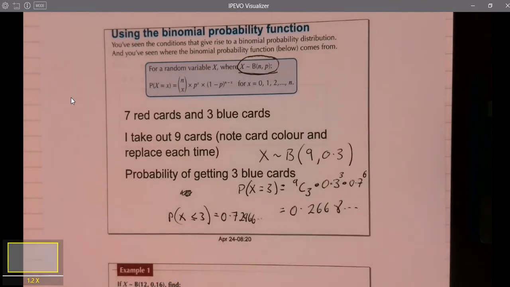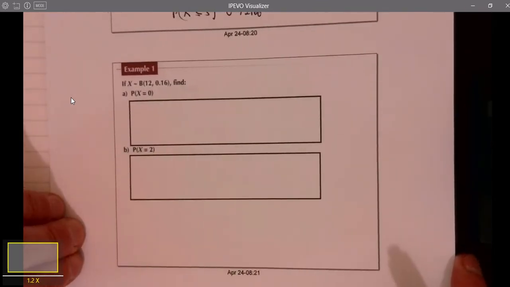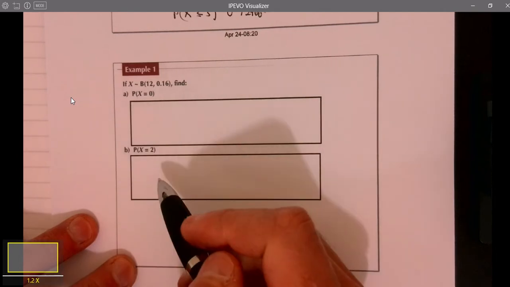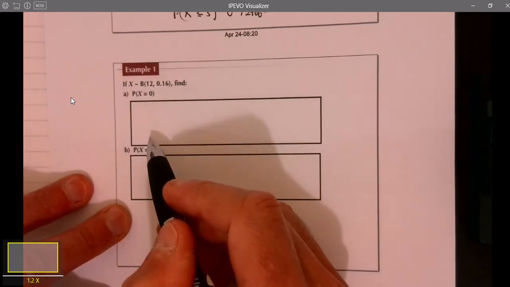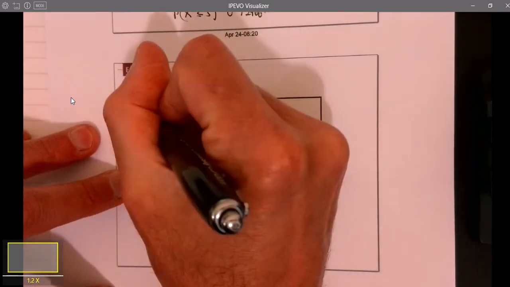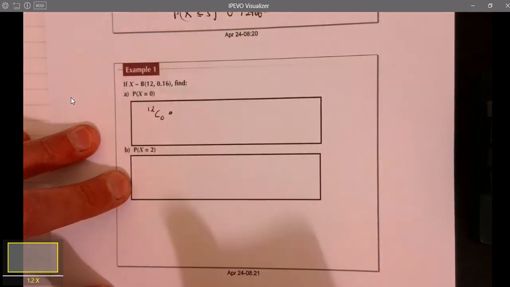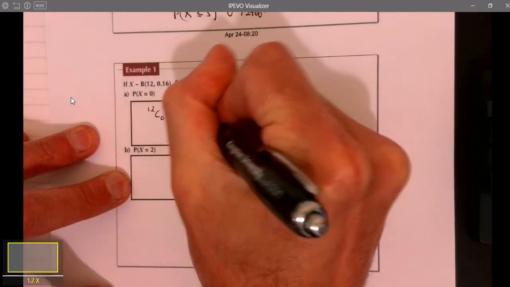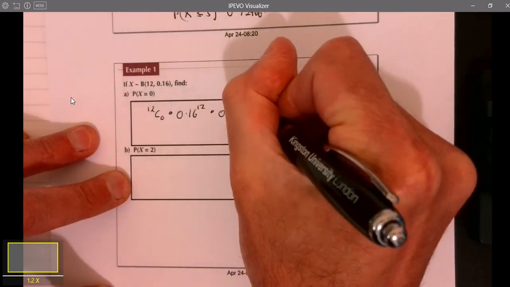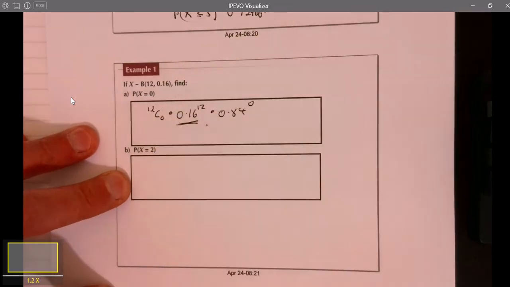So we're just going to have a look at a few quick questions, just in case you're a little bit unsure about what to do. So I'm saying the probability that x is equal to 0. If I follow this through, that's going to be 12C0 multiplied by 0.16 to the 12 multiplied by 0.84 to the 0. So that's going to be 1. That's the answer, whatever that is.